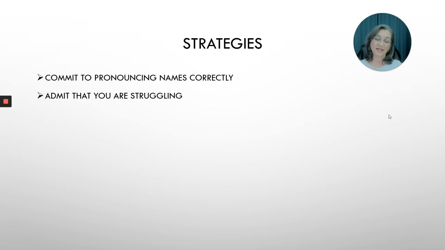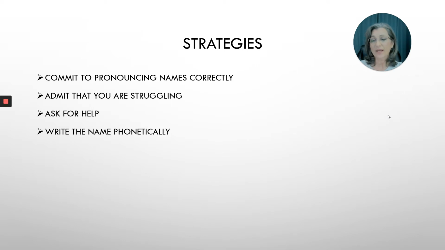The second one is, if you come across a name that you can't pronounce properly, admit that you are struggling. Don't just mumble through it. Admit it. Be humble. Say, I'm really having trouble pronouncing your name. And at that point, you can ask for help so they can slow down, and then you can try to copy them at that point. Sometimes you can write the name phonetically so that you'll be able to pronounce it correctly, and then keep trying until it's correct. So if they say, oh, that's good enough, try again. Really commit to learning it the proper way.